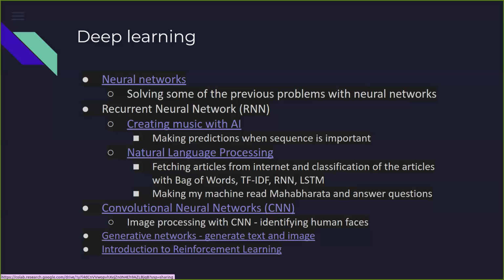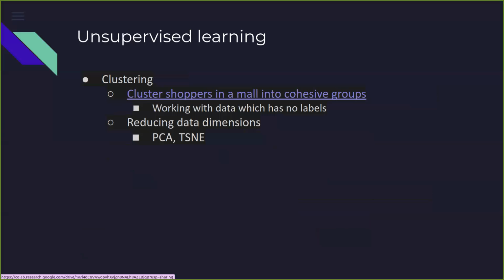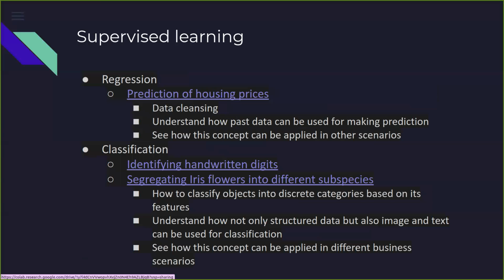I have a lot of other examples also. So if a group or an individual has interest in doing something very specific in a certain area, then we can take the examples accordingly. But this is a sample list of things that we would be doing during our machine learning part.